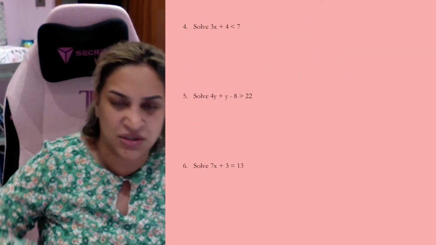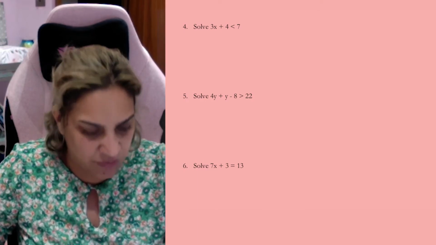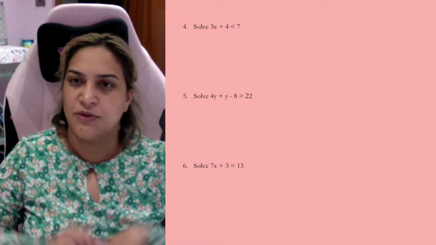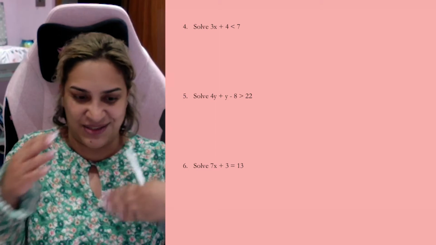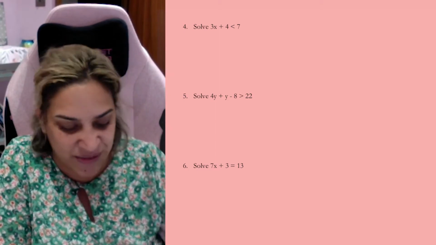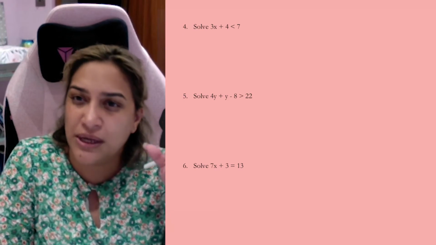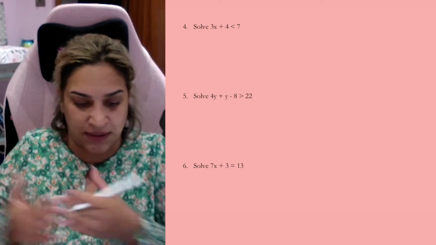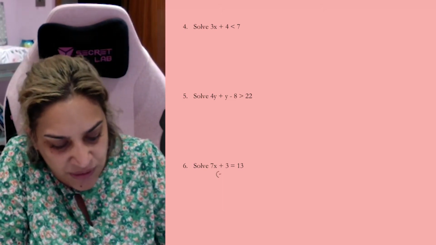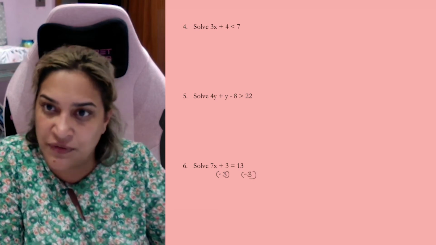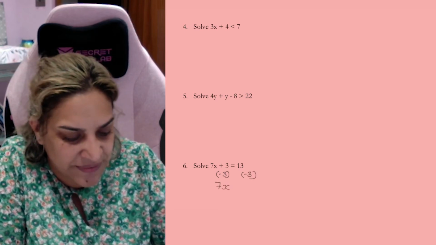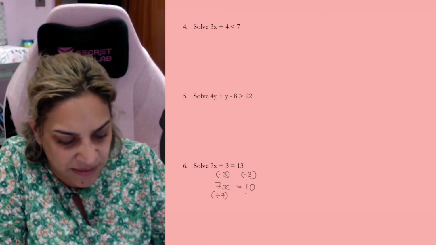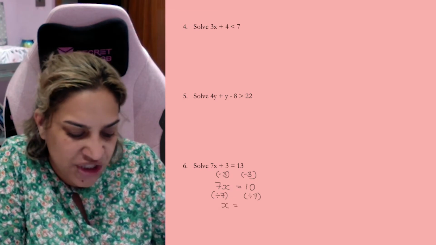Okay, let's solve some questions. We're going to do question 6 here first, which is a bit of a strange order. Before we do the inequalities, let's ignore the inequality one and just do the ones with an equals sign. Your equals sign is like your balance. Anything you do to one side, you've got to do to the other side. Here, we're going to get rid of the number first, so we minus 3 from both sides. We get 7x equals 10. Then to get rid of the 7, we divide by 7, and we can just leave it like that.